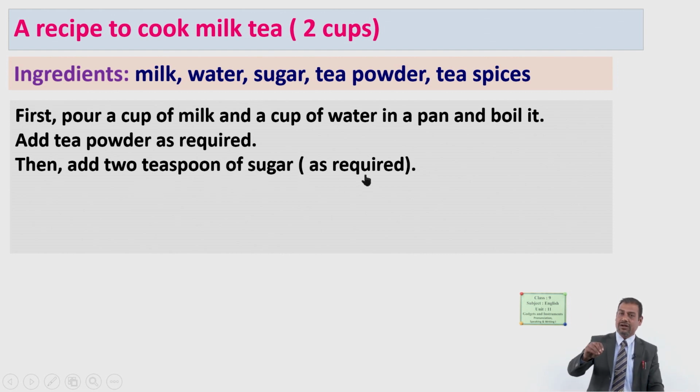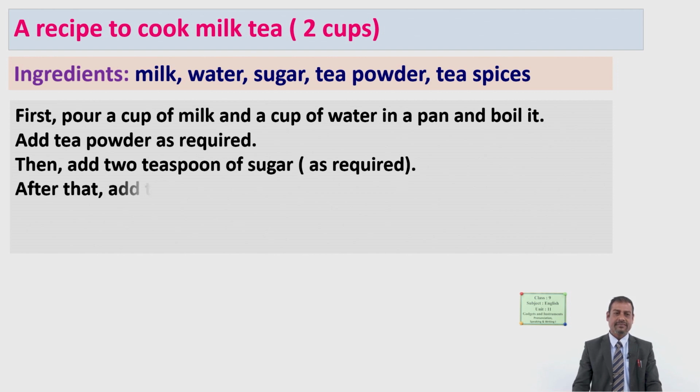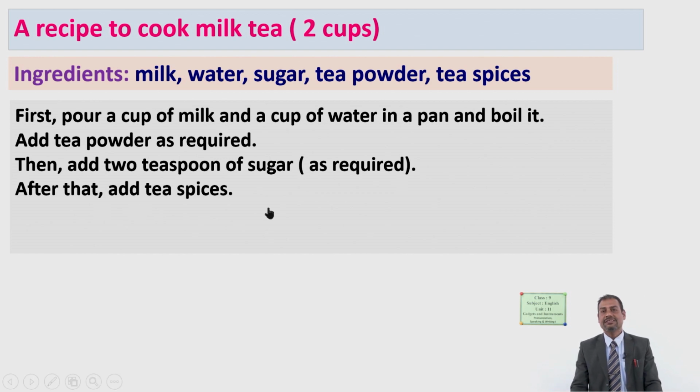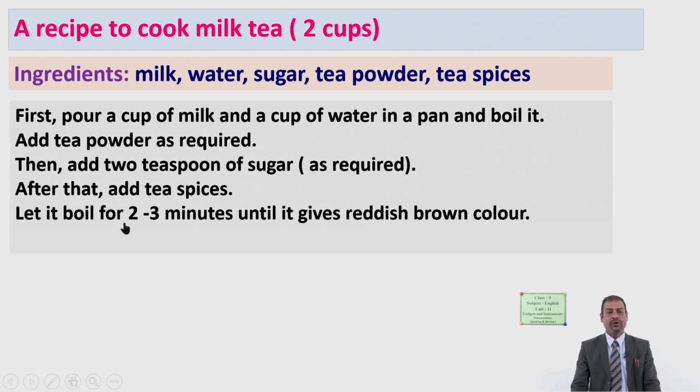If people want more sugar, then you can use 3 teaspoons or 4 teaspoons or maybe only half teaspoon. That's why I have written here as required. And what is next then? After that, add tea spices. Then let it boil for 2 to 3 minutes until it gives reddish brown color. And finally, what is necessary to do? At last, you can serve it.